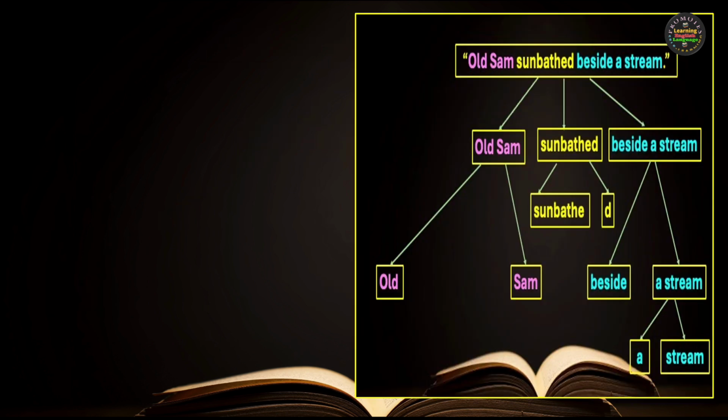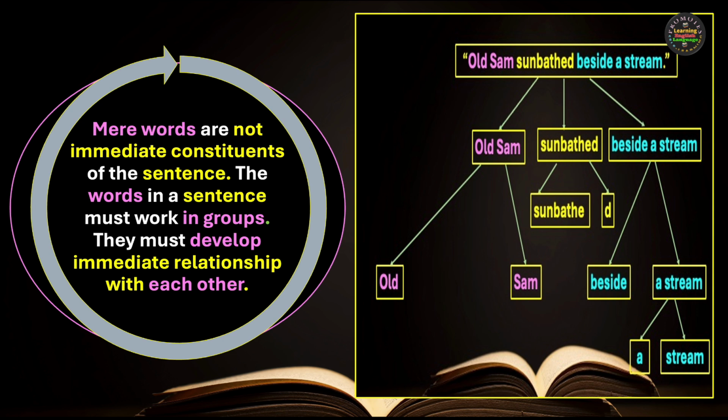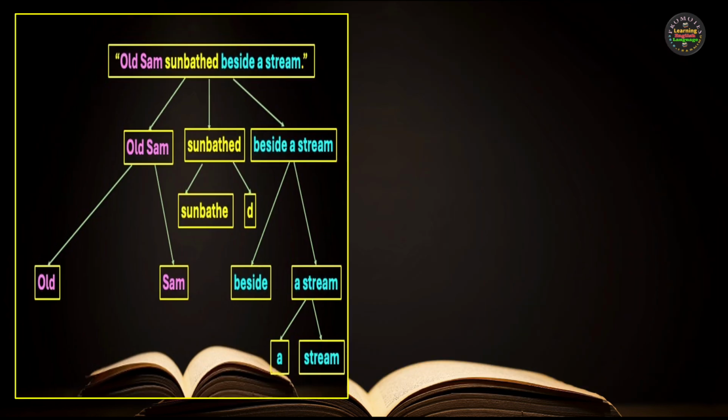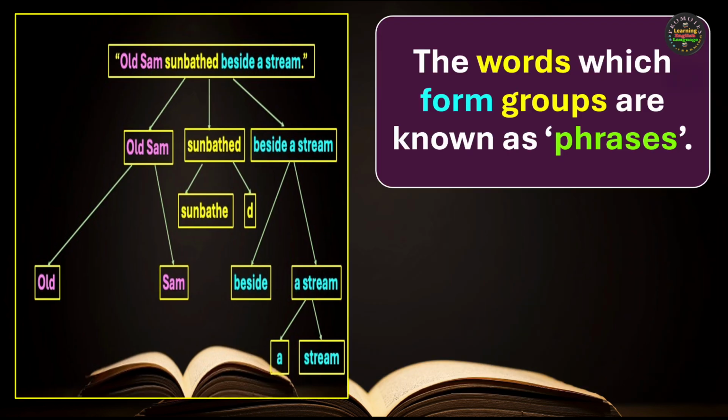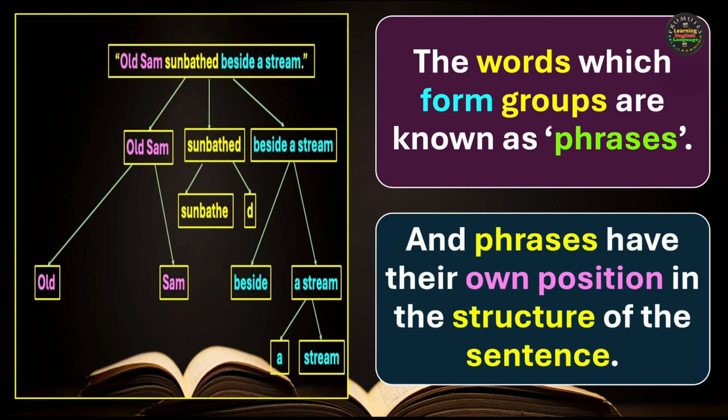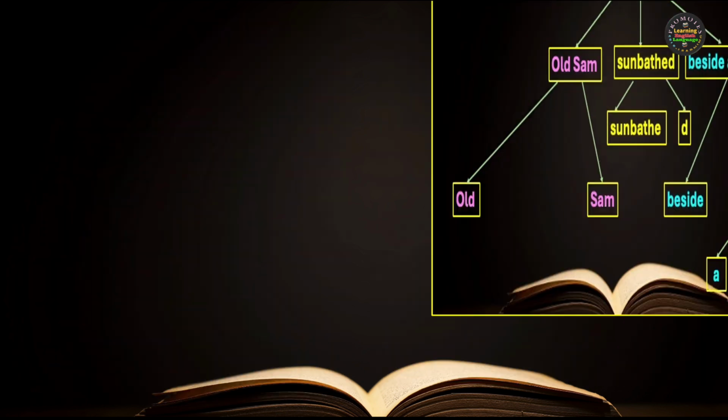We continue. So what we come to the point is that mere words are not immediate constituents of the sentence. The words in a sentence must work in groups. They must develop immediate relationship with each other, as we talked about, like Old Sam, sunbathed beside a stream. We continue to discuss this point. The words which form groups are known as phrases, and phrases have their own position in the structure of the sentence.